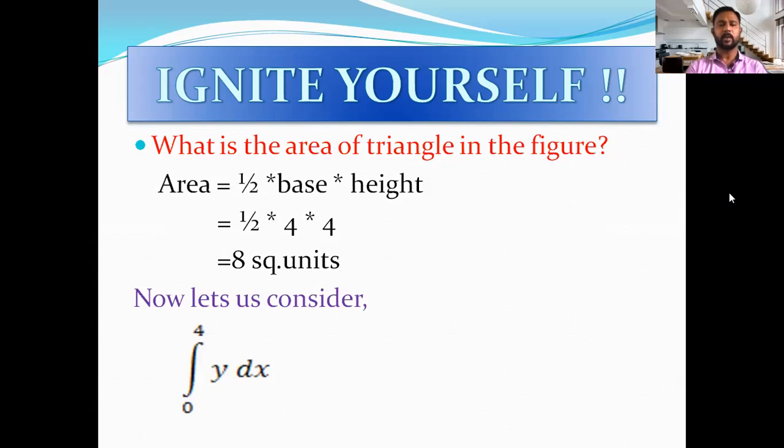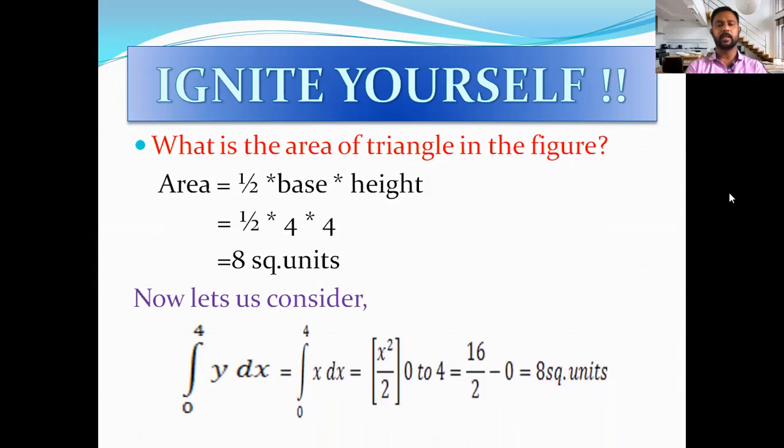What these 0 and 4 are, did you observe? Yes, they are the first and last end points of the base, right? One end of the base is at origin and the other end at 4. Therefore, we consider the definite integral 0 to 4 y dx. What is it equal to? Integral 0 to 4, the equation is given as y is equal to x. Therefore, it is 0 to 4 x dx.